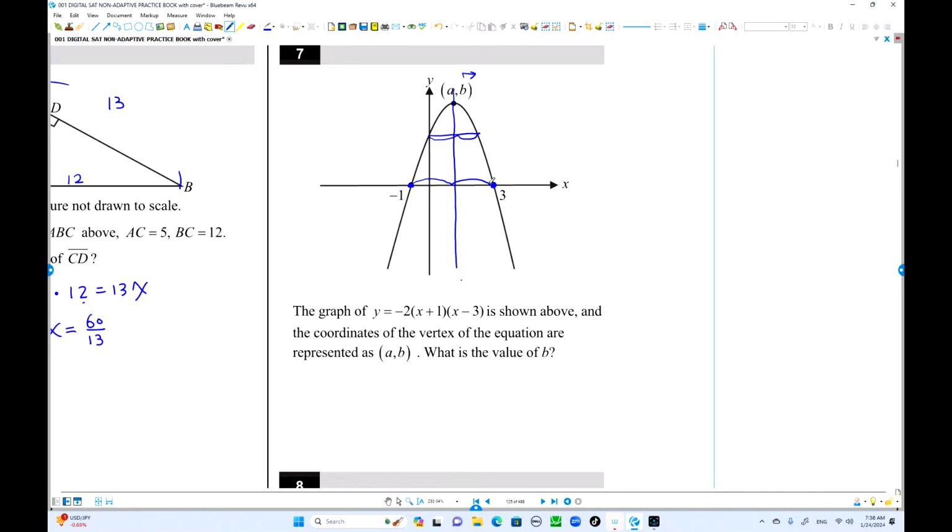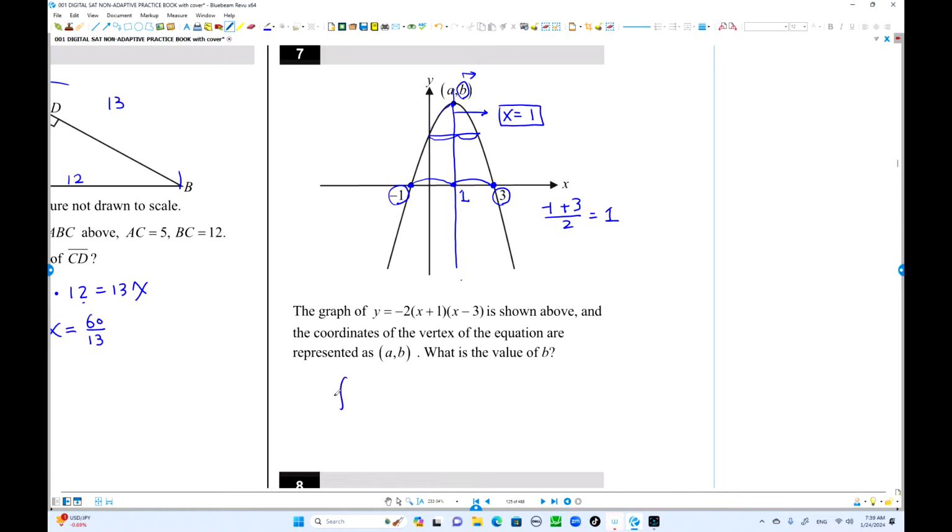Okay. But in this case, what is this coordinate? These two numbers are given, right? So negative 1 plus 3, divided by 2, equals 1, right? So this x-coordinate equals 1. So the axis of symmetry is x equals 1, okay? But this point B is on this line, and it's also on this graph.